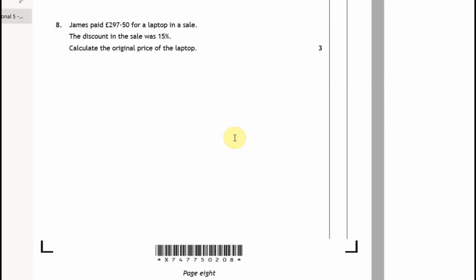James paid this amount for a laptop in a sale. The discount in the sale was 15%. Calculate the original price. When we're doing percentages, probably the main thing to know is your decimalisation, like we said before. If we do 100 plus or minus 15, divided by 100, that tells us the decimalisation. A discount of 15% gives us 0.85. So if we want to reduce something by 15%, 0.85. That's the first thing you learn when you do percentages.